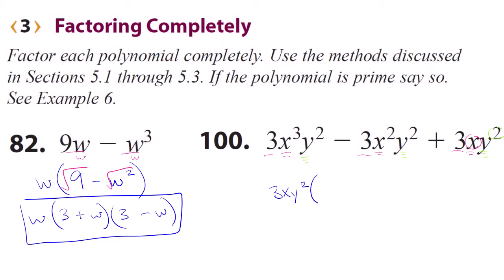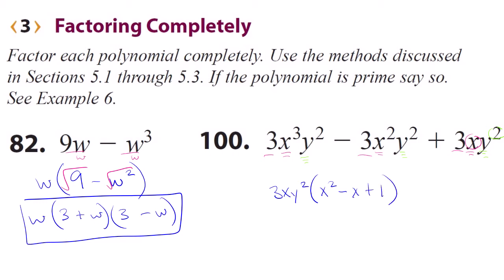So we're going to put our leftovers back inside. So we divide everything by 3xy squared. So this divided by 3xy squared is going to be 1x squared, right? This divided by 3xy squared is going to be negative 1x, right? This divided by 3xy squared is just going to be positive 1.